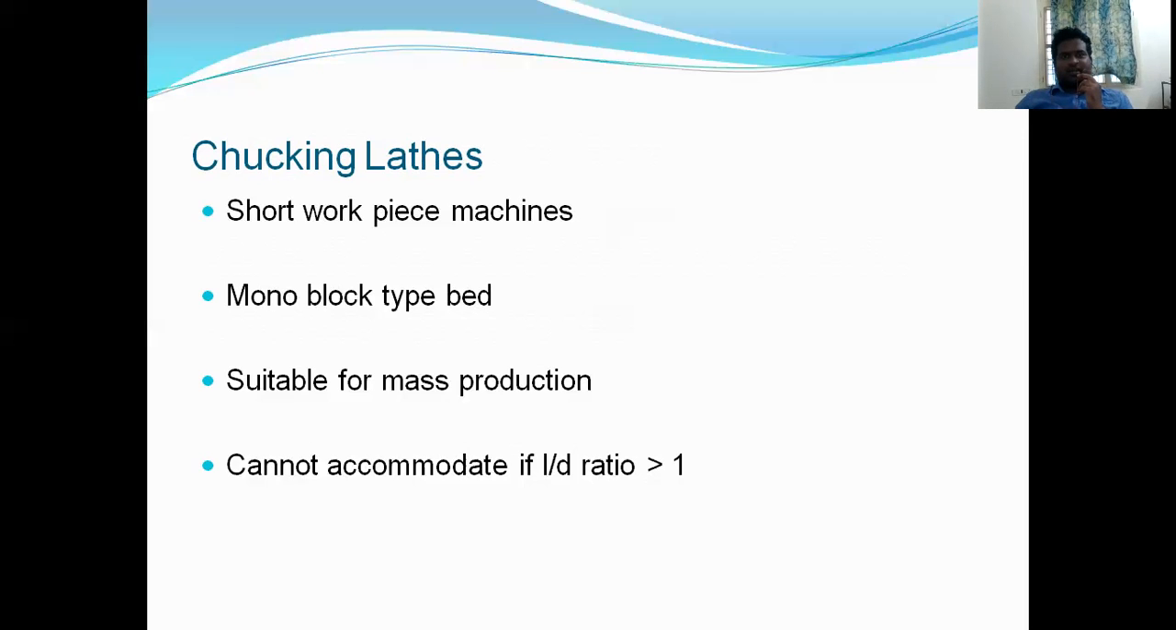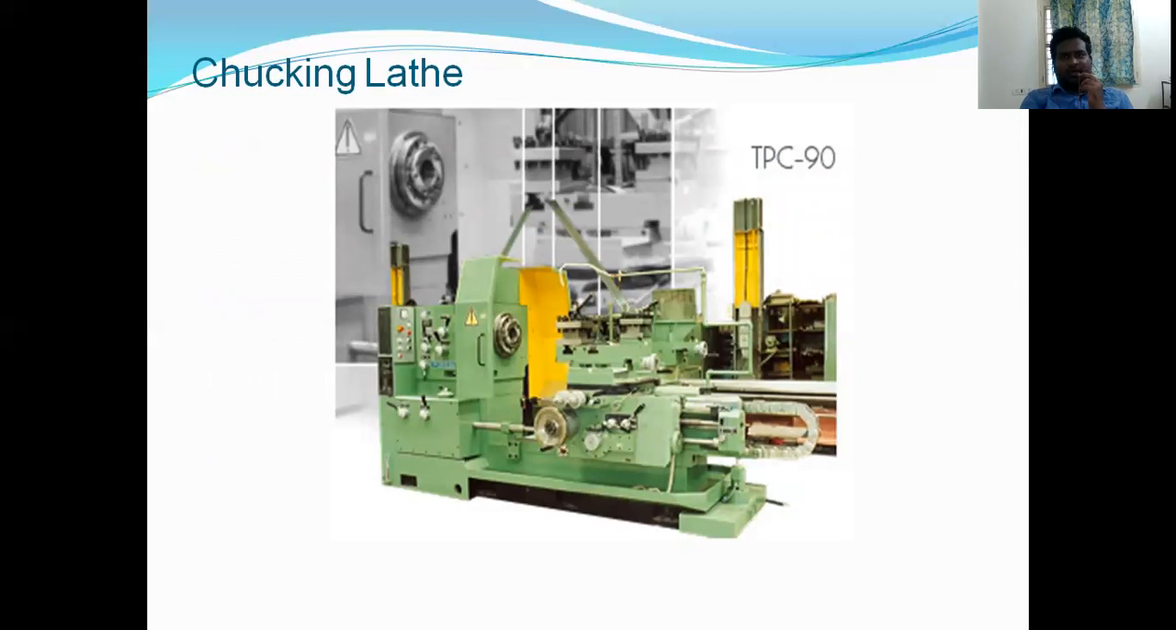So that's why the chucking lathes are suitable for short workpiece machines, and the monoblock type frame is suitable for mass production, and cannot accommodate a length and diameter ratio value greater than 1. Right? So these are one of the types of chucking lathes in the automatic lathe. In simple words, in an automatic lathe, if we are not having a tail stock, the type of lathe is called a chucking lathe.